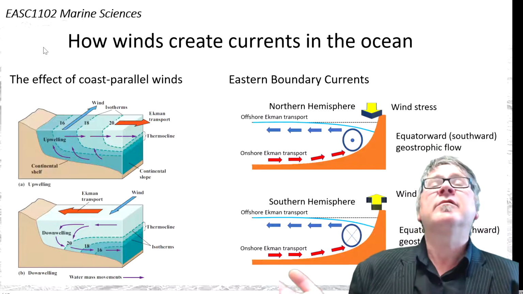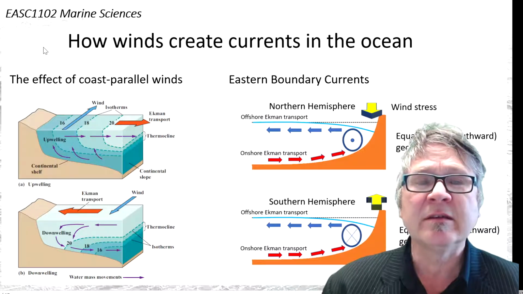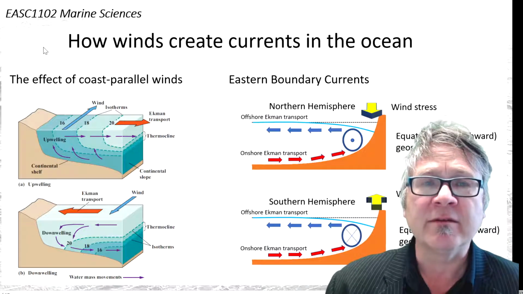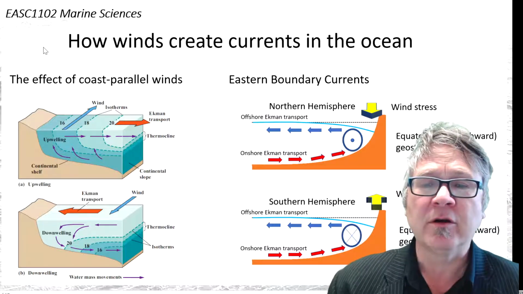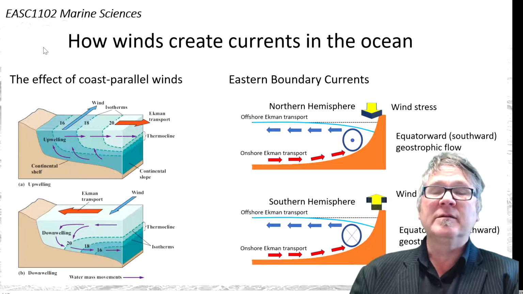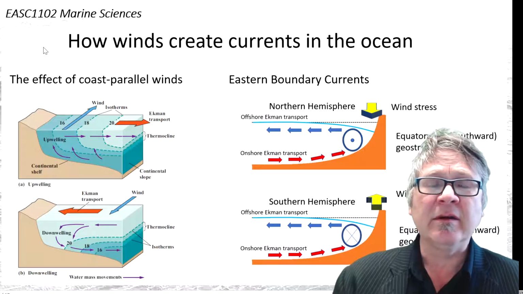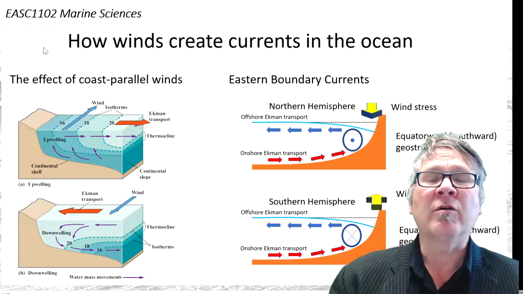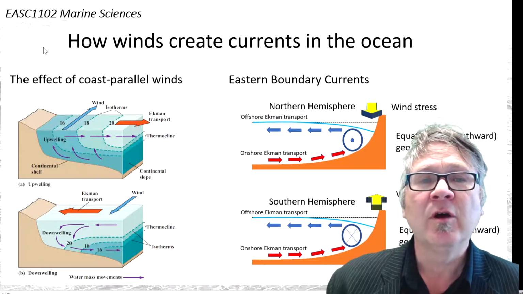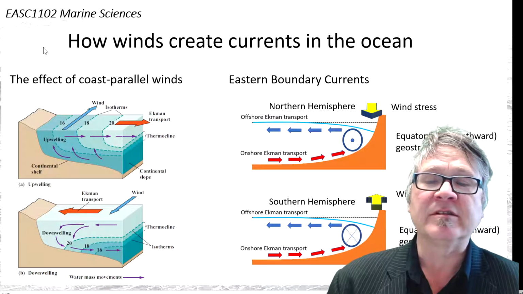And these eastern boundary currents are created from coastal winds, winds that blow along the coast, along the shore. And what happens if you do that? Okay, what happens is you either move water horizontally away from the coast, offshore Ekman transport, or towards the coast, onshore Ekman transport.